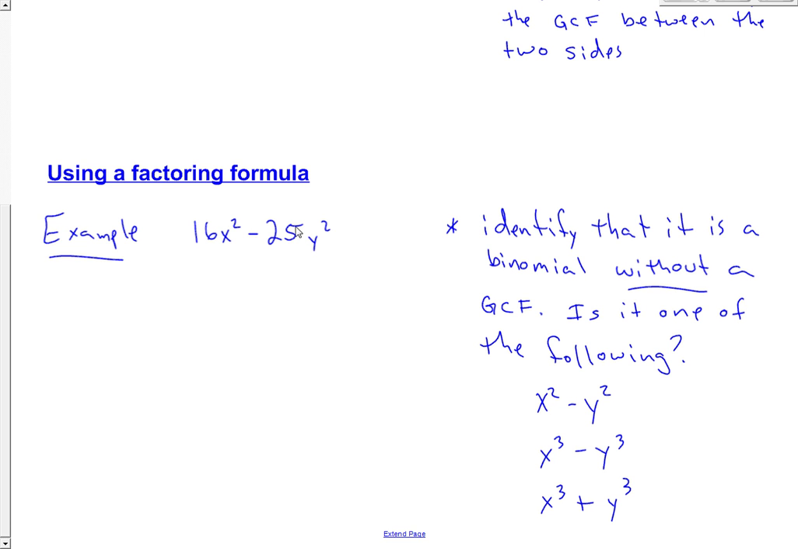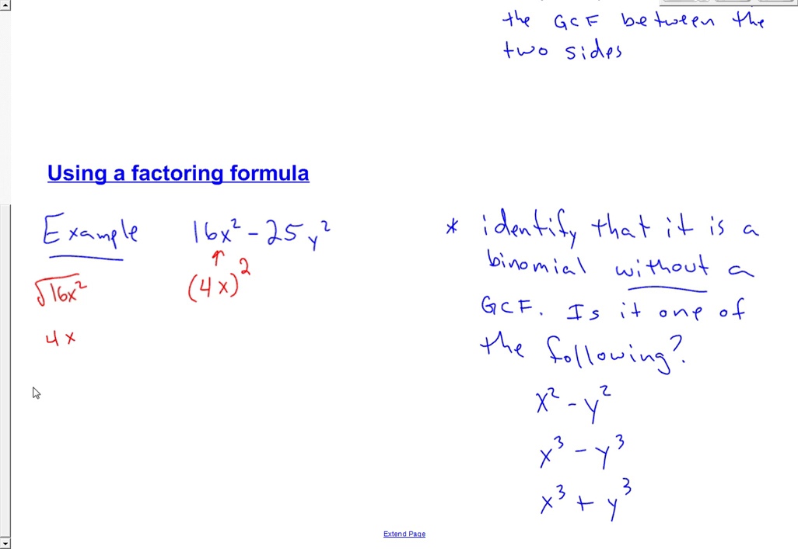I have to determine, are these really perfect square terms? Can I take the square root of 16x squared? The square root of 16 is 4, and the square root of x squared is x. So yes, I can. So 16x squared is the same thing as 4x quantity squared, because 4 squared is 16 and x squared is x squared.